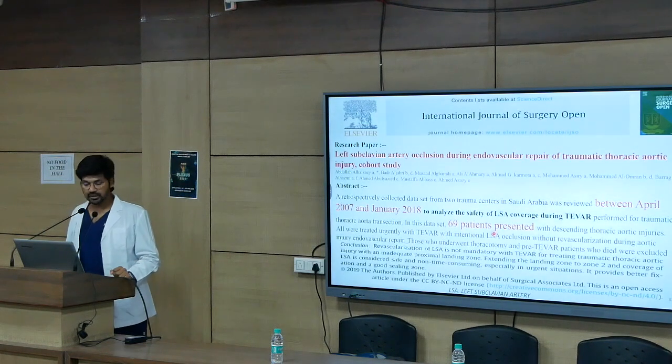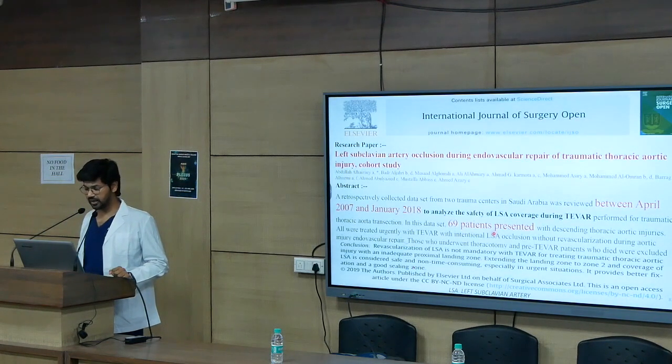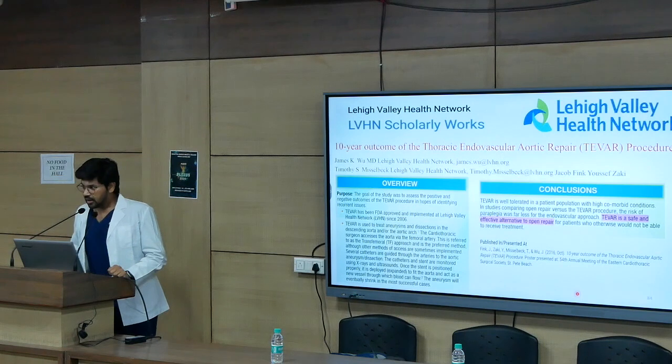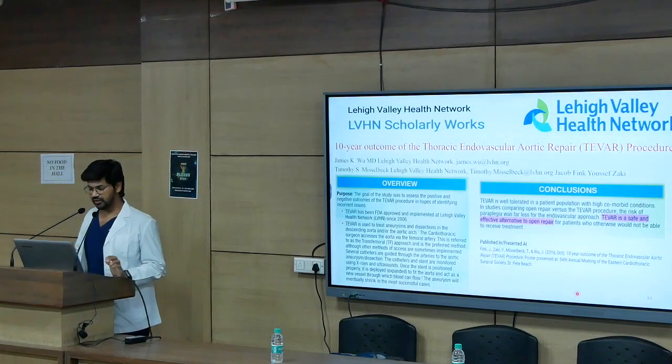These are some supportive articles representing that the left subclavian artery occlusion is considered safe and non-time consuming. This article represents that the TEVAR procedure is safe and all Stanford type B dissection should undergo TEVAR procedure, and it is superior to the open repair. It is taken from the Journal of Thoracic and Cardiovascular Surgery, JTCVS. This article represents that the TEVAR procedure is a safe and effective alternative to the open repair.